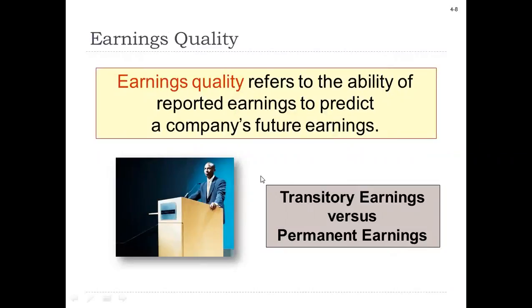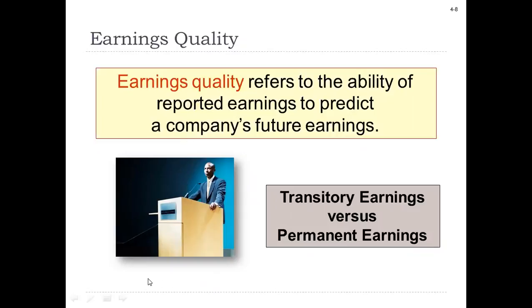Okay, the concept of earnings quality. Earnings quality basically means is the earnings of a company permanent or is it a temporary earnings? The difference being a permanent earnings are recurring earnings. So this definition here of earnings quality refers to the predictability of future earnings. So earnings from your continuing day-to-day operations, those are considered to be permanent earnings. So that will usually follow from year to year.